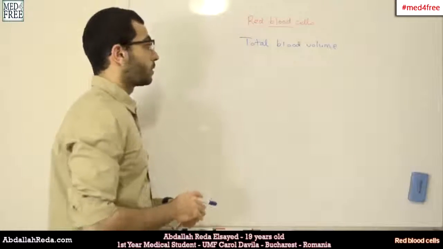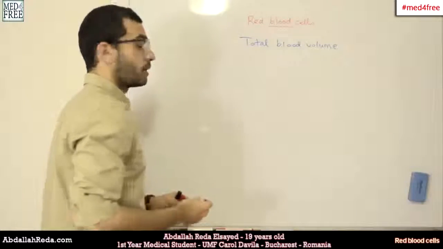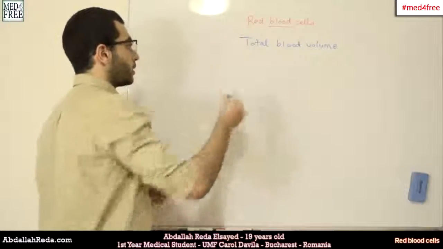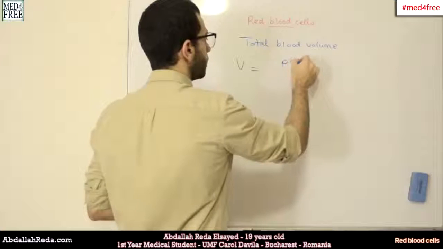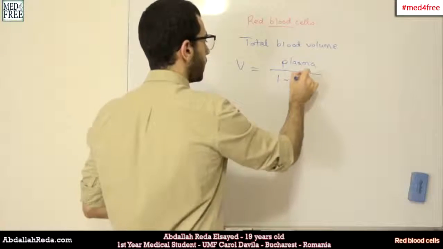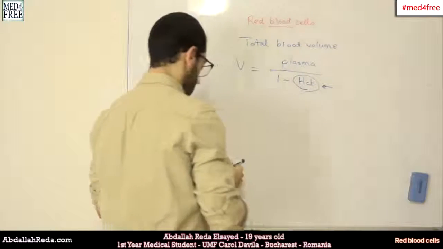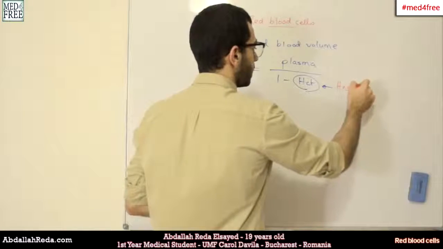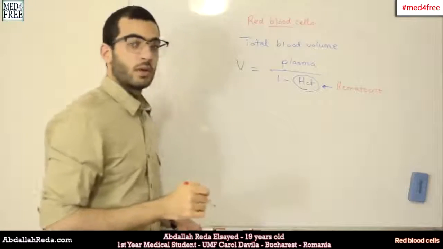So in order to measure the total blood volume, we have an equation that converts the plasma volume into the total blood volume. So V will equal the volume of the plasma, which is measured, over 1 minus this. This is called hematocrit, and this is the fractional concentration of the red blood cells.